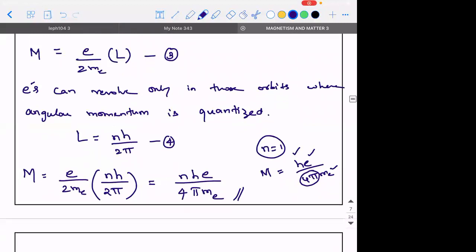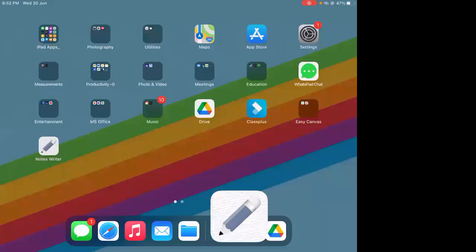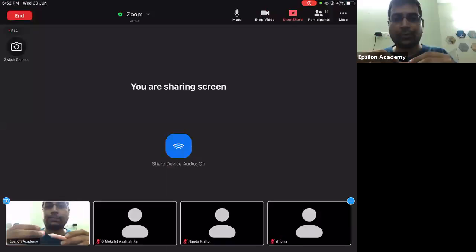Now I have an important question. Remember, magnetic dipole moment is a vector quantity. Angular momentum is also a vector quantity. Now the question is, in a particular atom, how is the magnetic dipole moment going to be with respect to the direction of angular momentum? Okay, let's see. I want you all to pay 100% attention, because this is another tricky concept.